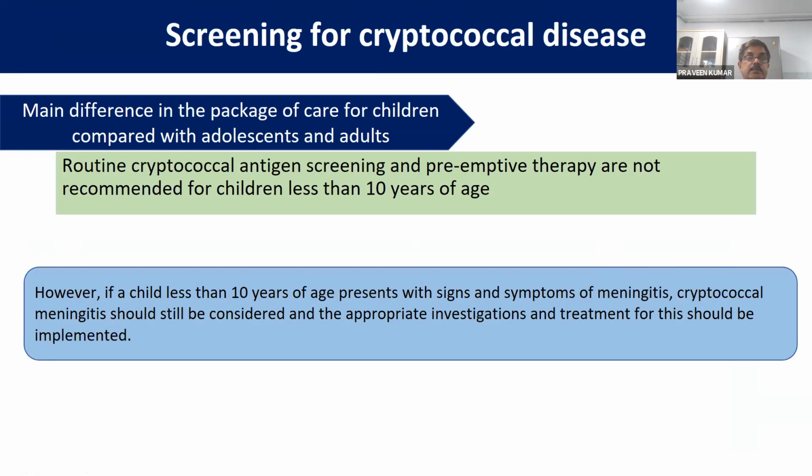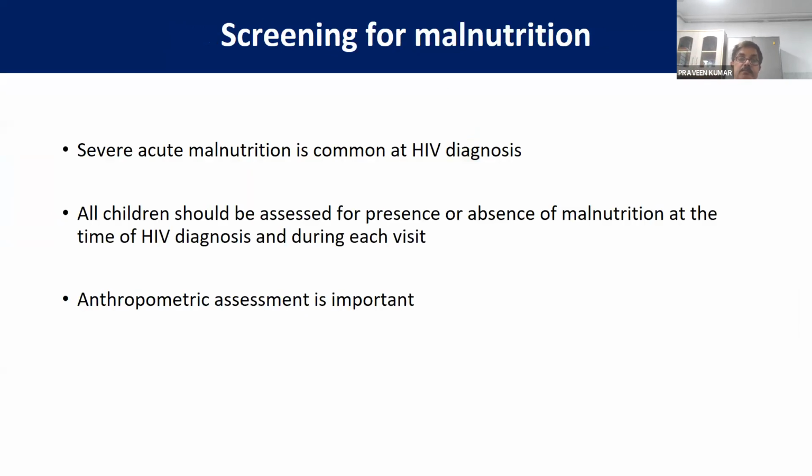Regarding cryptococcal disease, the main difference in the package of care for children compared to adolescents and adults is that routine cryptococcal antigen screening and preemptive therapy is usually recommended for those more than 10 years. It's not recommended in children less than 10 years. However, if the child is less than 10 years and presents with signs and symptoms of meningitis, then we have to consider appropriate investigation and treatment in these cases.